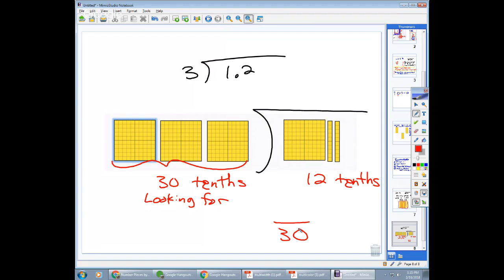How many do we have? We have 12 of them. So the answer should be whatever 12 over 30 is. See if that works out. Does 12 over 30 reduce? Yeah, 4 tenths. 3 goes in there, and we get 4 tenths, which is what we believe the answer to be.